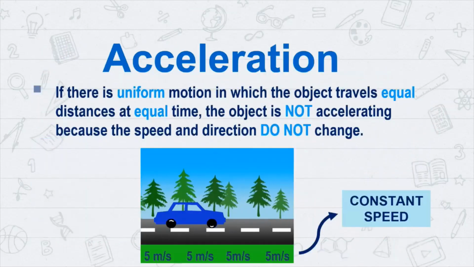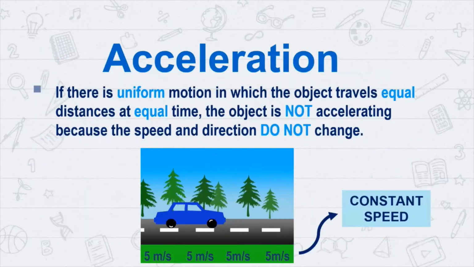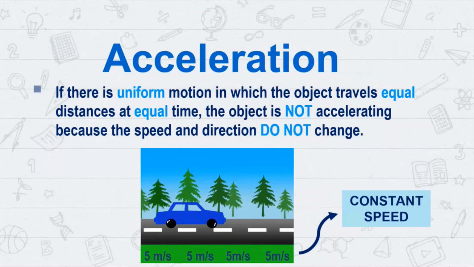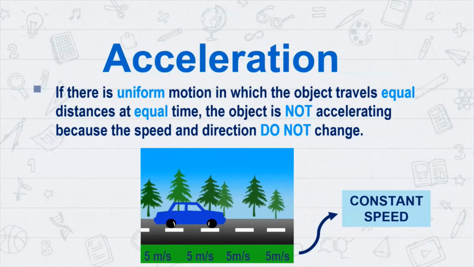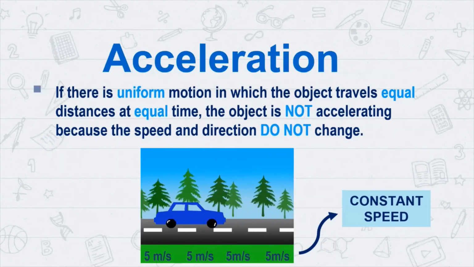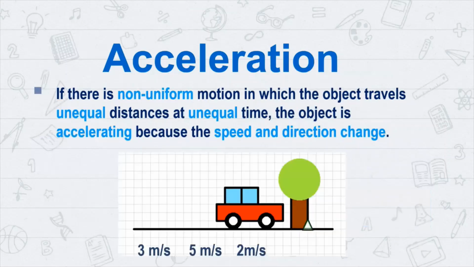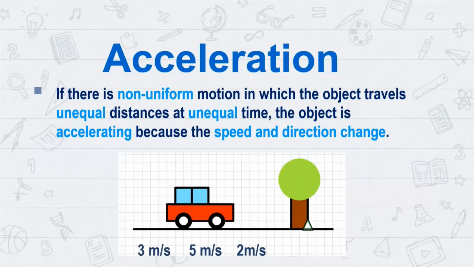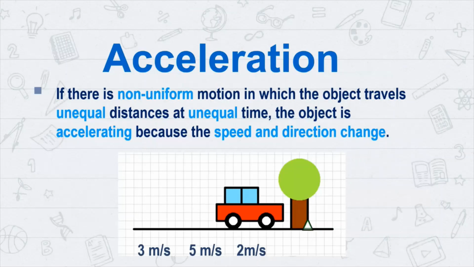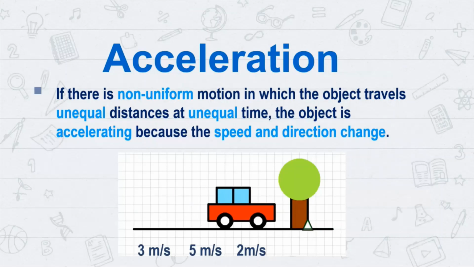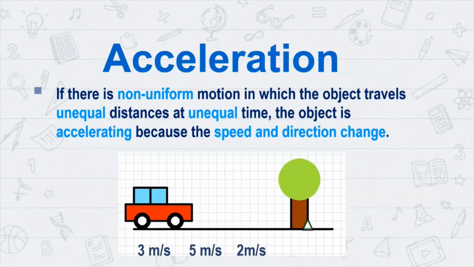Finally, keep in mind that if there is uniform motion in which the object travels equal distances at equal time, the object is not accelerating because the speed and direction do not change. Meanwhile, if there is non-uniform motion in which the object travels unequal distances at unequal time, the object is accelerating because the speed and direction change.